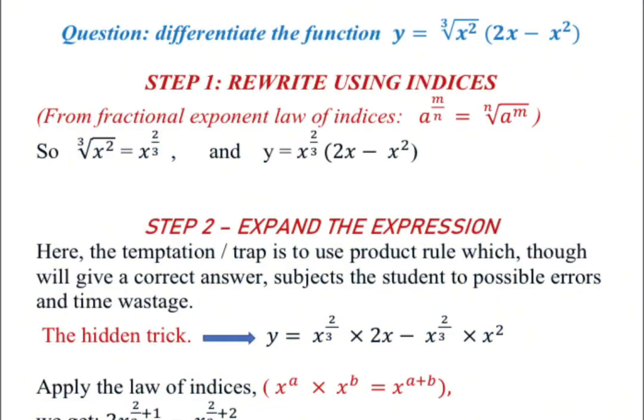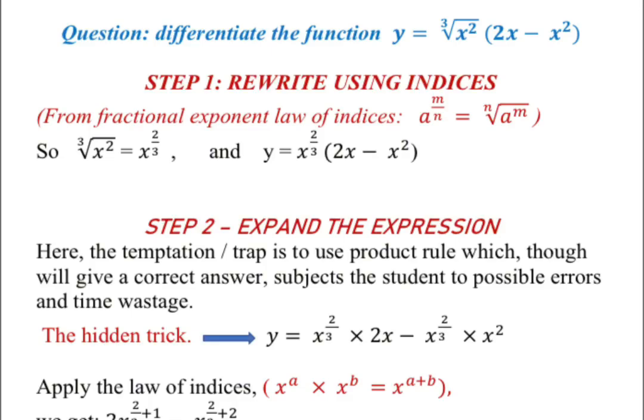The first step in solving this question is to rewrite the whole expression using indices. From the fractional exponent law of indices, we know that when a number is raised to the power of a fraction, the numerator of the fraction becomes the real power while the denominator becomes the root. That is to say that if a is raised to the power m over n, it is equivalent to the nth root of a to the power m.